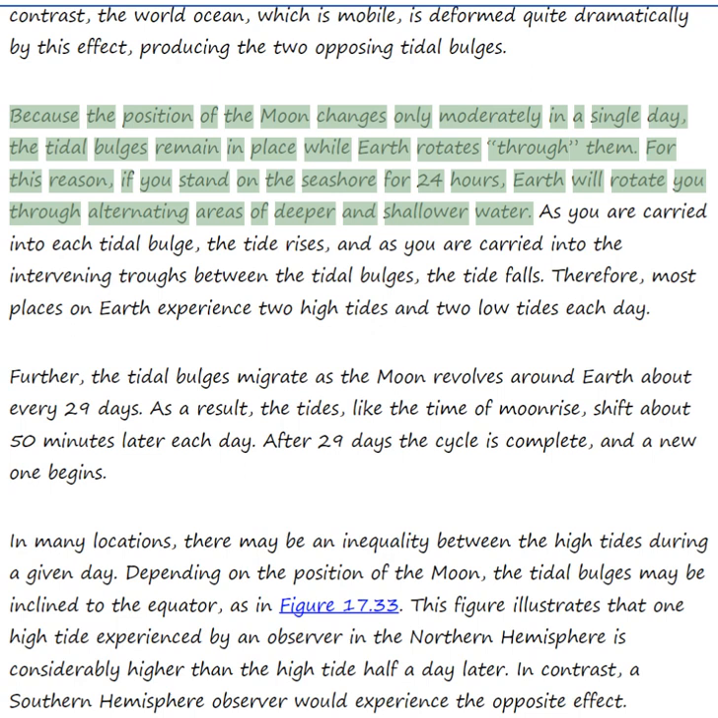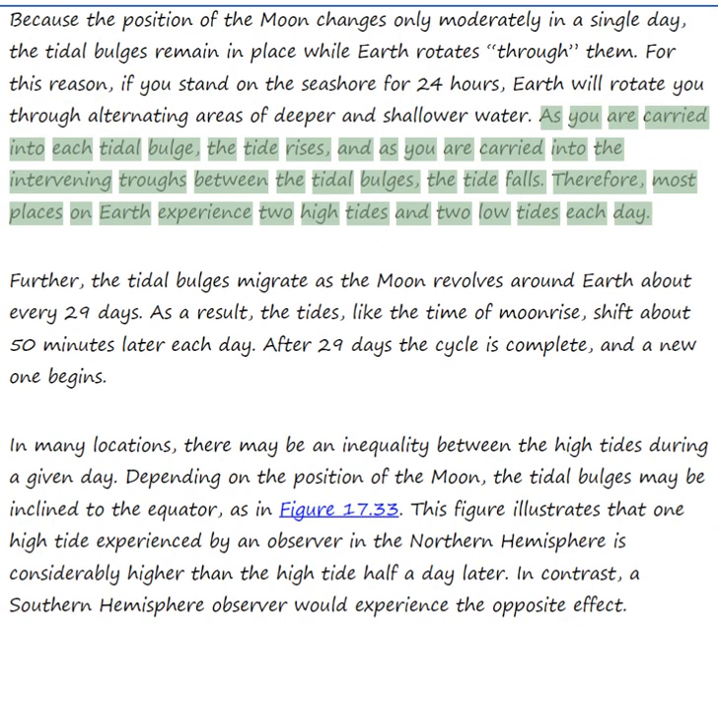Because the position of the Moon changes only moderately in a single day, the tidal bulges remain in place while Earth rotates through them. For this reason, if you stand on the seashore for 24 hours, Earth will rotate you through alternating areas of deeper and shallower water. As you are carried into each tidal bulge, the tide rises, and as you are carried into the intervening troughs between the tidal bulges, the tide falls. Therefore, most places on Earth experience two high tides and two low tides each day.